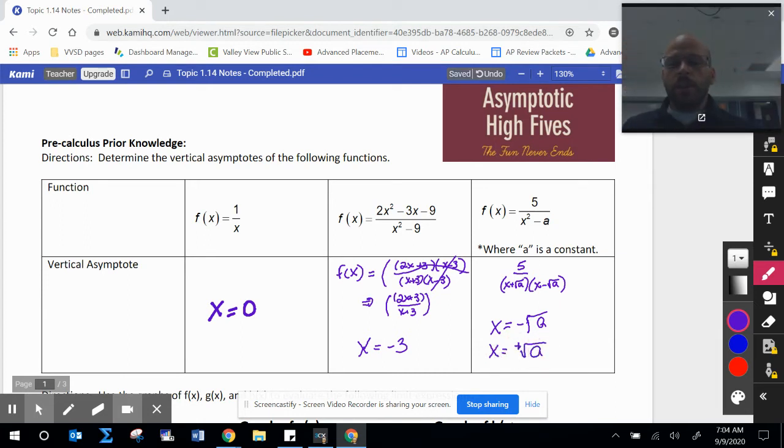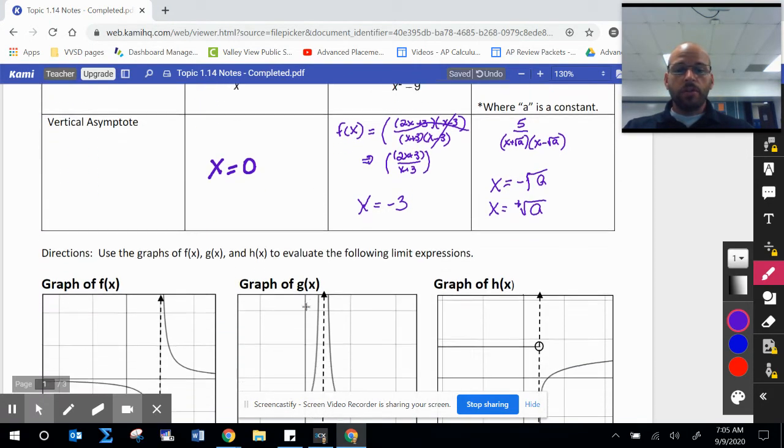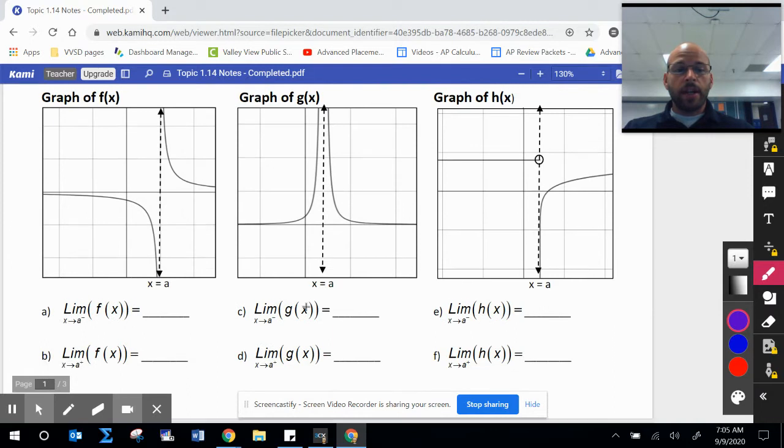Now, you also have the ability just to take the denominator and set it equal to 0. If you do that and solve it, again, that will give you where your vertical asymptotes are. But always look to simplify it first. Remember, remove the removable discontinuities, cancel those out, and figure out what's left. Okay? So just a little review of vertical asymptotes.